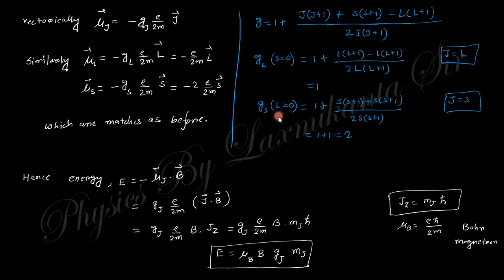In the case of g_S, when L equals 0, you get 1 plus S into S plus 1, because J equals S here, since L equals 0. So in this relation J equals S, this is S and this is 0, so finally you get 2.